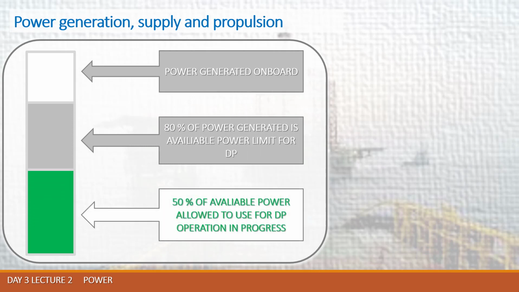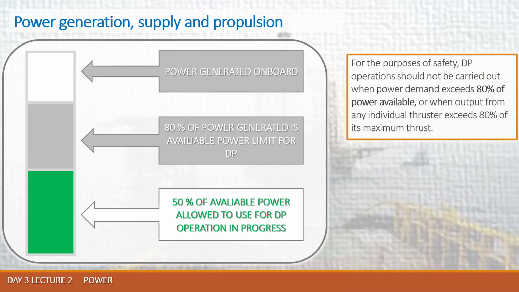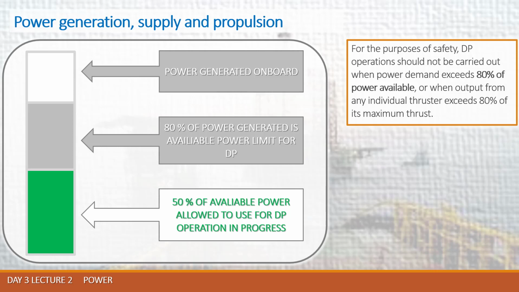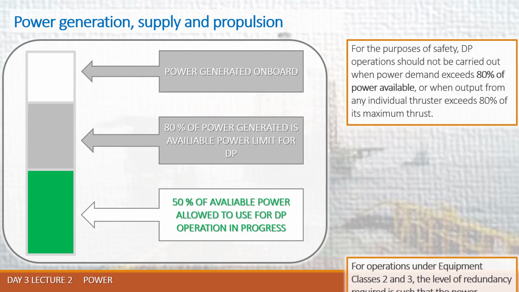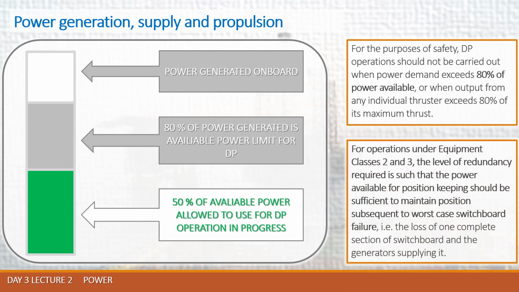For operations under equipment classes 2 and 3, the level of redundancy required is such that the power available for position keeping should be sufficient to maintain position subsequent to worst-case switchboard failure: the loss of one complete section of switchboard and the generator supplying it. So if we are degraded by half, we should be able to complete the operation, or at least to cancel the operation safely. That's the main idea.